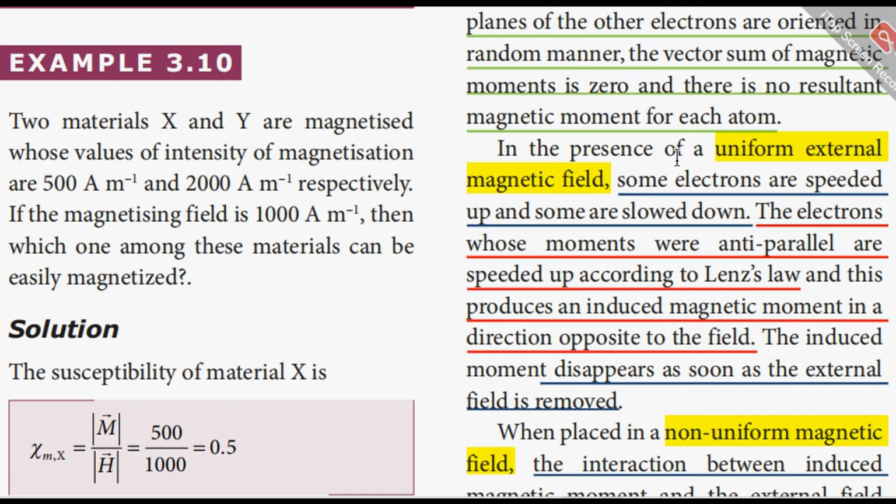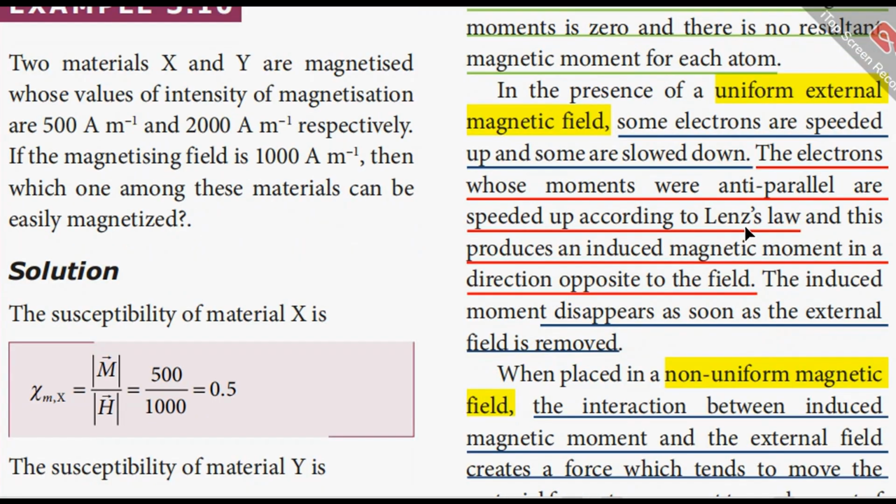But in the presence of a uniform external magnetic field, some electrons are speeded up and some are slowed down. The electrons whose moments are antiparallel are speeded up according to Lenz's law, and this produces an induced magnetic moment in a direction opposite to the field. The induced moment disappears as soon as the external field is removed.